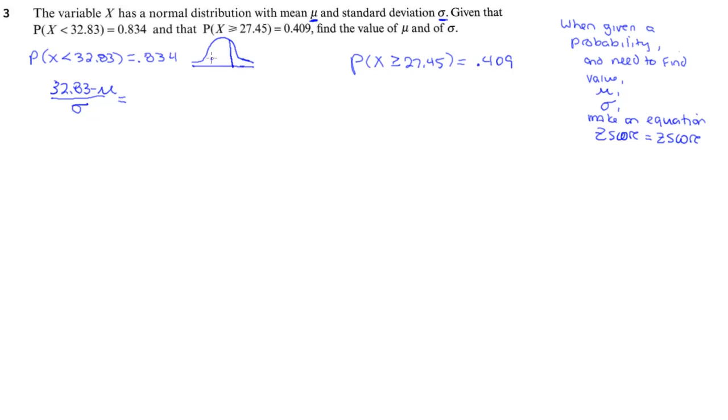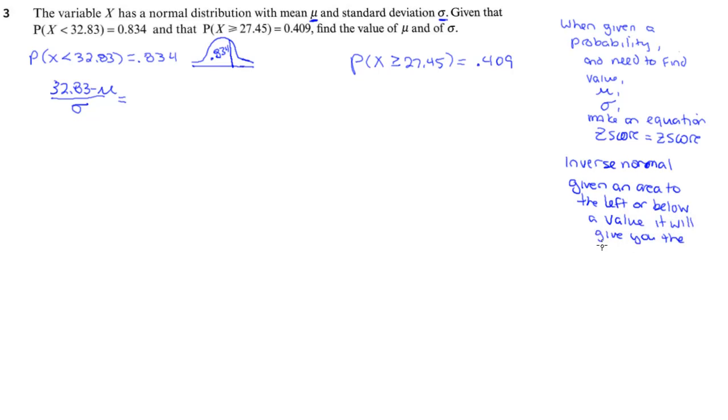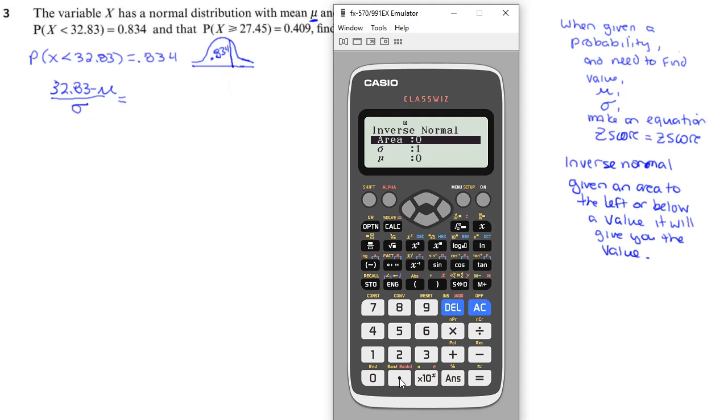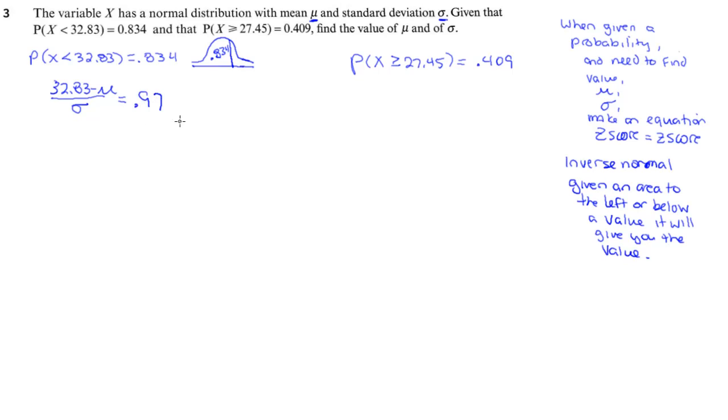We're going to convert this to a z-score, and then we're going to convert this 0.834 probability to a z-score. Now we're going to use our calculator, the inverse normal, to do this, keeping in mind that the inverse normal is used when we give it an area to the left or below a value. It's going to give us the value. So in this case, the area to the left of the value we're interested in is 0.834, and we get a z-score of 0.97. Also keep in mind that whenever we're writing z-scores, we round to 3 places. It's actually the only time you're ever going to round in the middle of the problem.